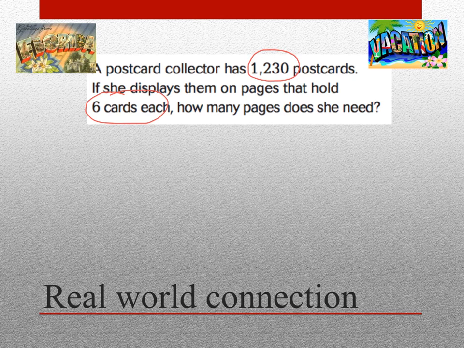Well, I have the 1,230. That's going to be my dividend that goes inside my box. I'm splitting those up to 6 cards on each page, so 6 is my divisor. Now I'm going to have to divide to see how many pages I actually need. 6 doesn't divide into 1, but it can divide into 12. So my quotient's going to start here in the hundreds place. 6 divides into 12 twice.